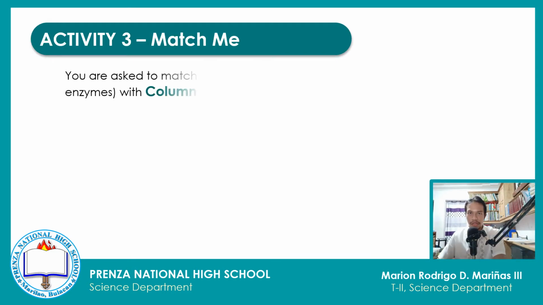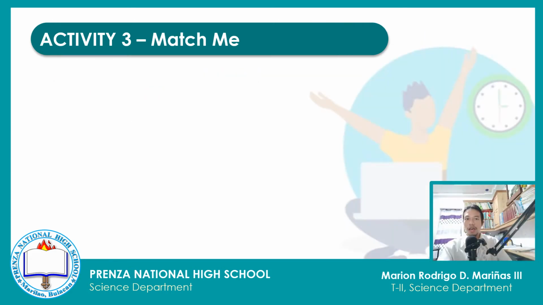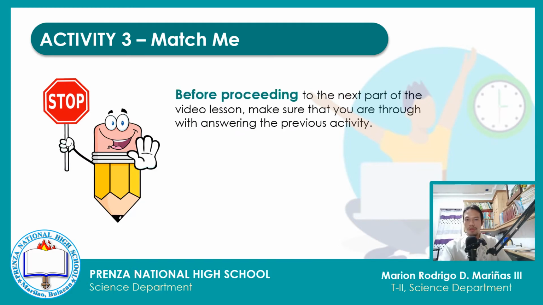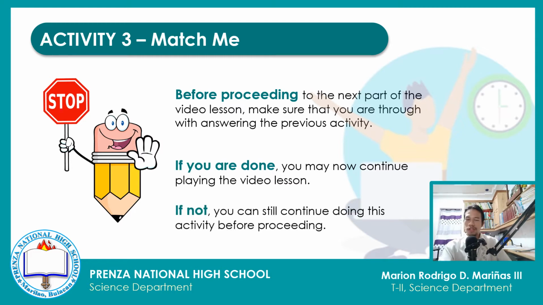So to facilitate your learning about PCR, let us have a quick review of the enzymes used in DNA replication. On your activity sheet, you're asked to match column A that contains the list of enzymes with column B that lists down the function of each of the enzymes. You may pause this video at this moment so you can focus on answering this activity. Before proceeding, make sure that you are through with answering this portion of the activity sheet. If yes, you may now continue playing the video lesson. But if not, you can still have your time to finish it.